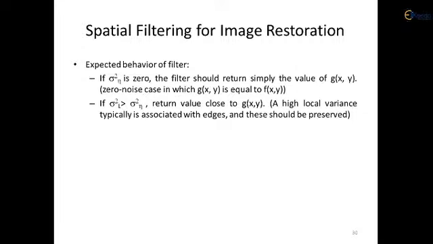Secondly, if we compare the two variances, one for the local neighborhood and another for the noise, and when the variance of the local neighborhood is greater than that of the noise, the filter is expected to return a value that is very close to g of x comma y. In other words, a high local variance is typically associated with edges, and this should be preserved. And when both these parameters are equal, it has to return the arithmetic mean represented by m l here. So the mathematical expression, or formula, to describe the operation for the adaptive local noise reduction filter can be given here.